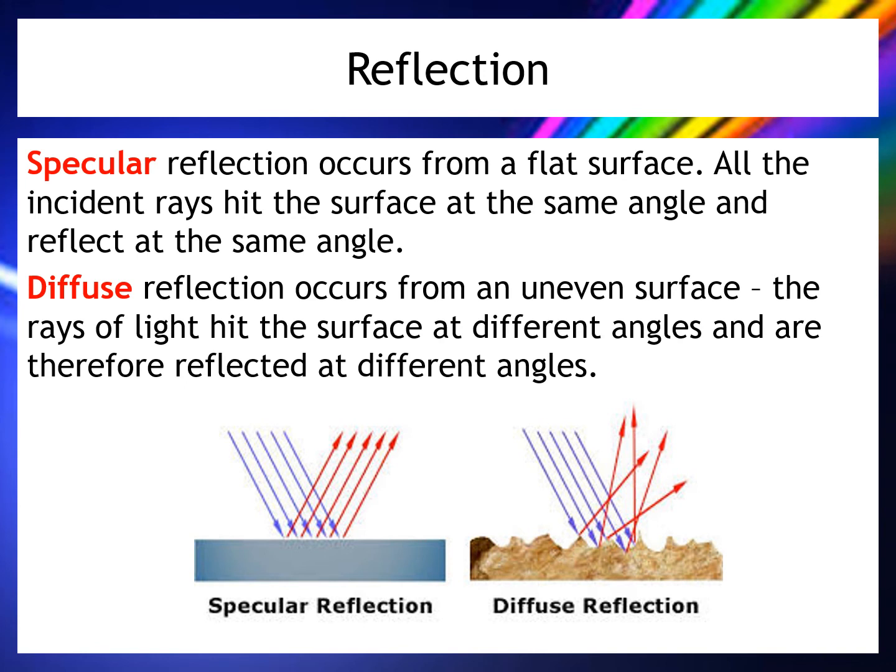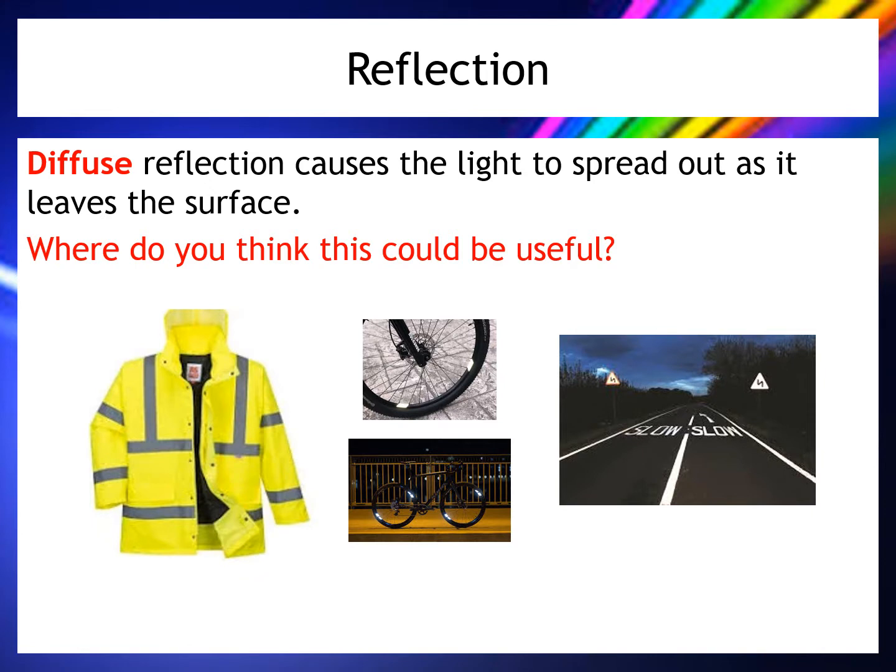You're still getting the law of reflection here. The angle of incidence still equals the angle of reflection, but because the light is hitting the surface at all different angles, it's also reflected at different angles. And the question is, why would we want to know this and where can it be used? Diffuse reflection is useful on any surface where you really want to be able to see it, where you want to reflect the light in several directions.